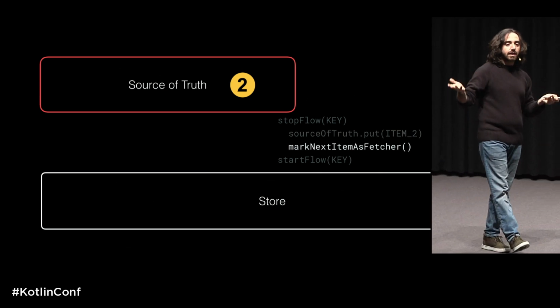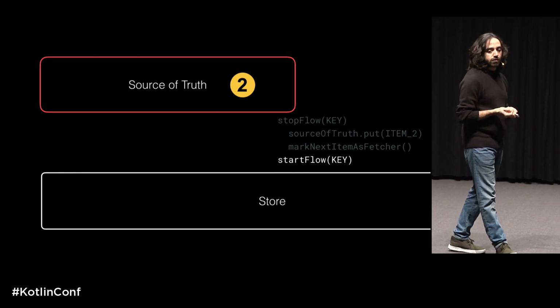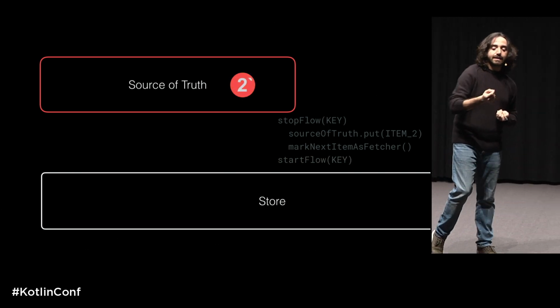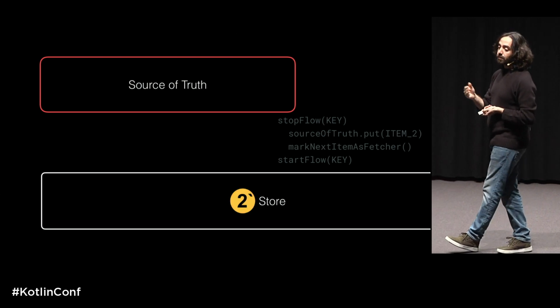Mark the next one as coming from the network, like a flag. And then restart those flows, because when we restart them, we know we're going to get a new value. And that's the value we have written. And now we can comfortably change it.